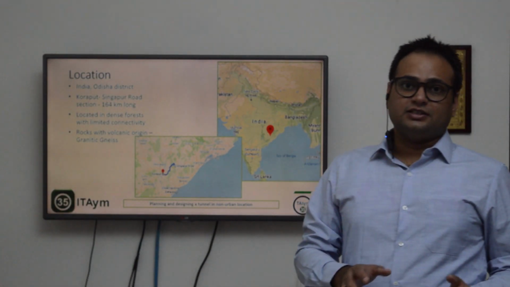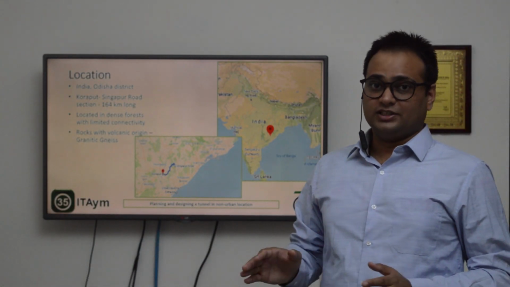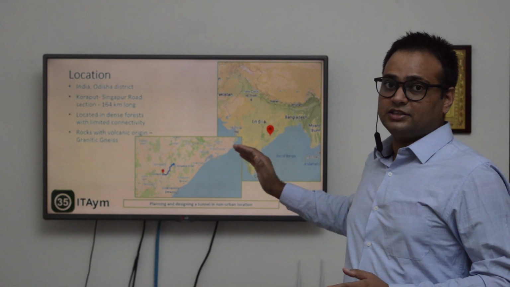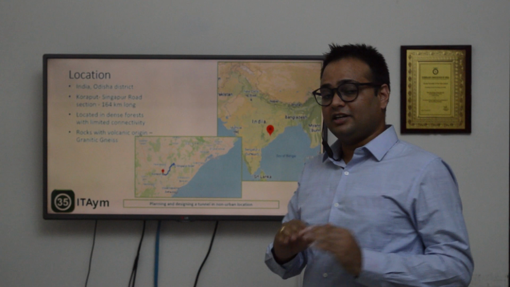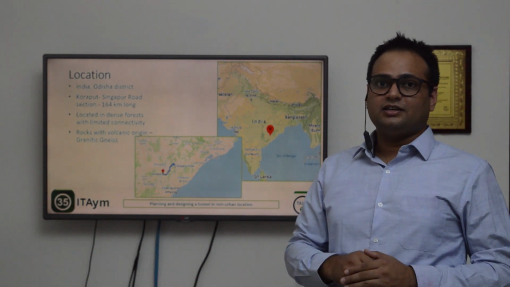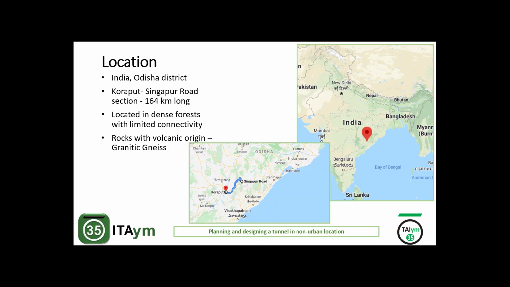This section is located in the state of Odisha, which is on the south-east side of India, and it is a densely forested land, with hills which are of medium height, not as high as the Himalayas. The rock here is of volcanic origin, and mostly it is granitic gneiss.